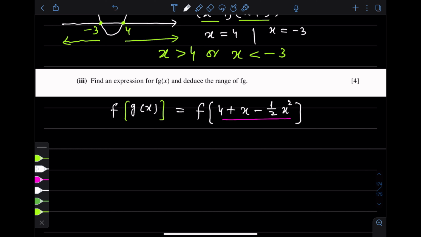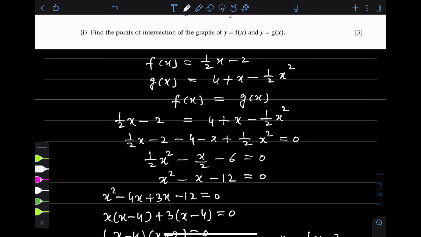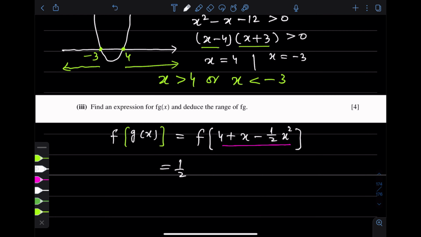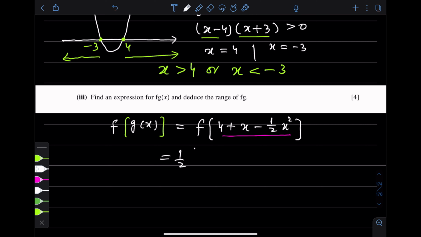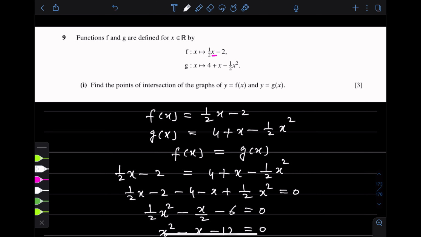So this becomes 1 over 2. Look at this function f(x) = 1 over 2x. In place of x, we will put this value, 1 over 2 (4 + x - 1 over 2 x square), in the function f(x) = 1 over 2x - 2.